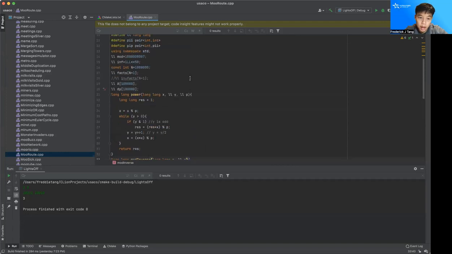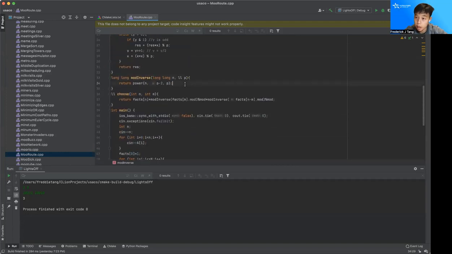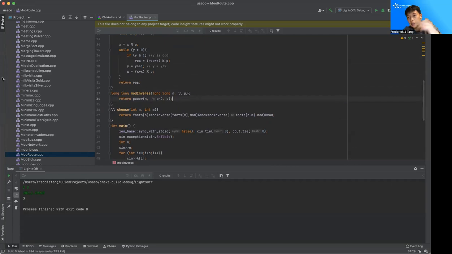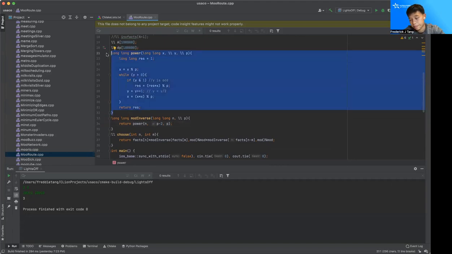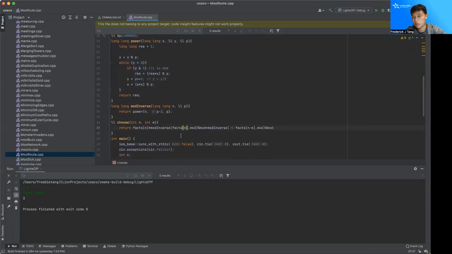And to do powers, p is 10 to the 9 plus 7, so you can't brute force compute all the powers. You need to do fast exponentiation, which I'm not really going to cover here. You can look it up. It's exponentiating a number in log of the exponent time. So to take a number to the power of 10 to the 9 plus 7, it takes log of 10 to the 9 plus 7 time, which is around 30 operations. It's just using the bits of the number.